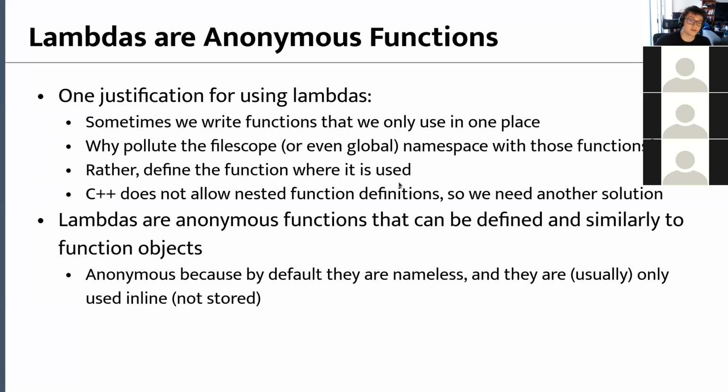Yeah, and C++ doesn't allow you to create functions within functions. Other languages do allow you to do that. I would say notably Python and JavaScript are very geared towards that sort of thing. But C++ does not. So if we wanted to create a function, we would have to do it outside of the current function scope, which is going to potentially pollute the namespace. So lambdas are anonymous functions that can be defined and used similarly to function objects. Anonymous because by default they're nameless, and they are usually not stored, but they can be stored, I guess.